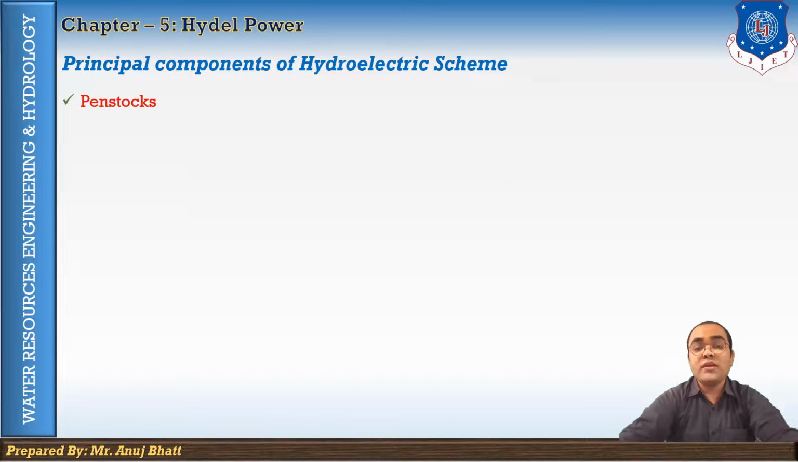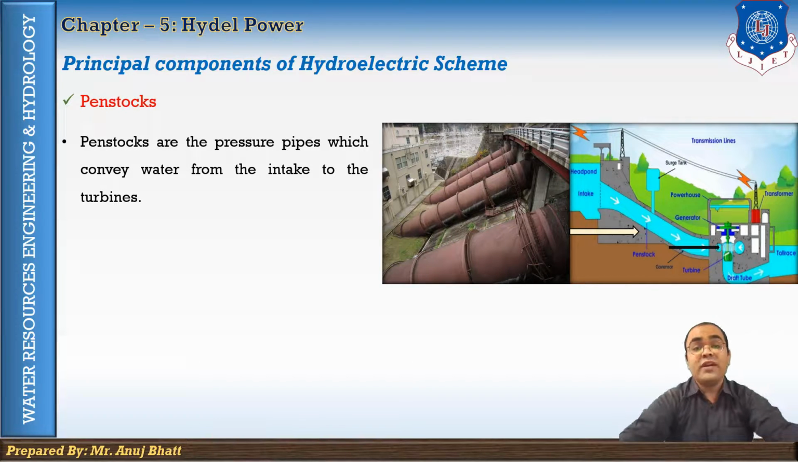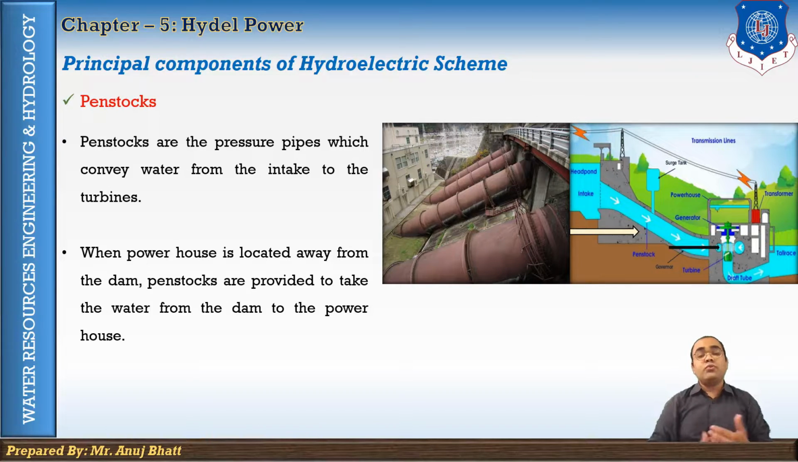The next component is the penstock. Penstocks are the pressure pipes which convey the water from the intake to the turbines. If the powerhouse is located at the toe of the dam, the penstocks are entirely embedded in the dam. When the powerhouse is located away from the dam, penstocks are provided to take the water from the dam to the powerhouse. Sometimes a canal is also provided in the initial reach, ending in a forebay, and then penstocks are provided in the remaining reach.